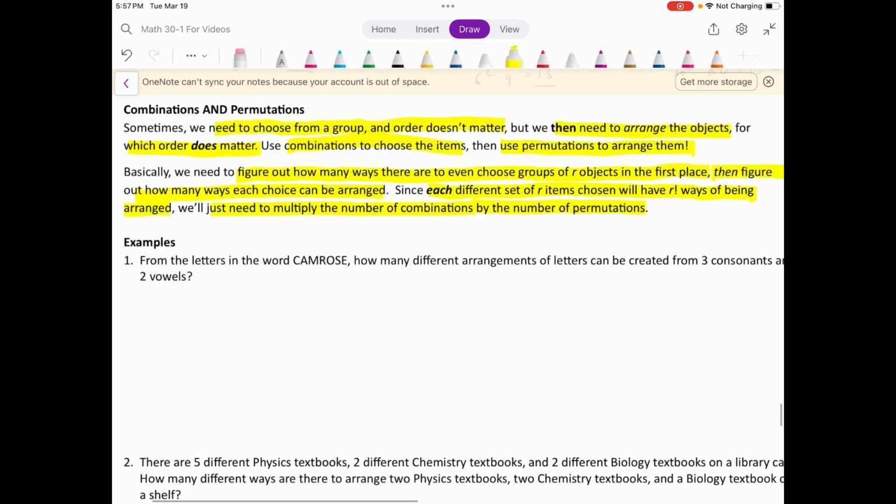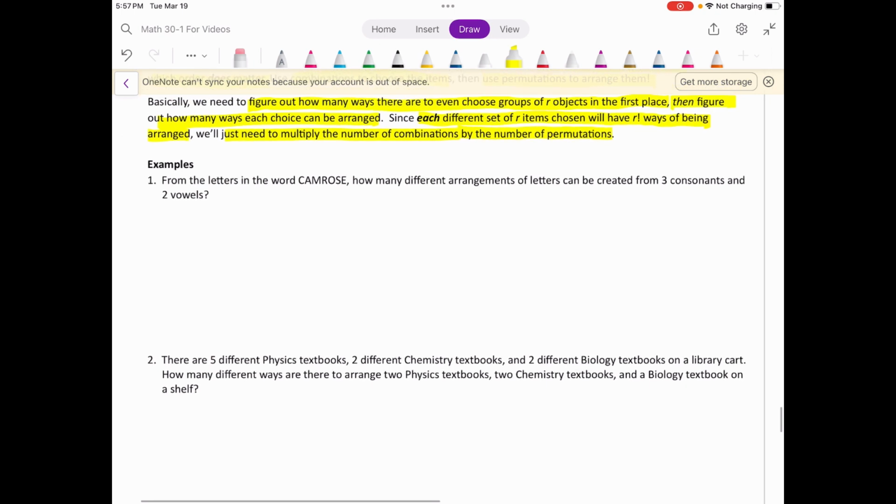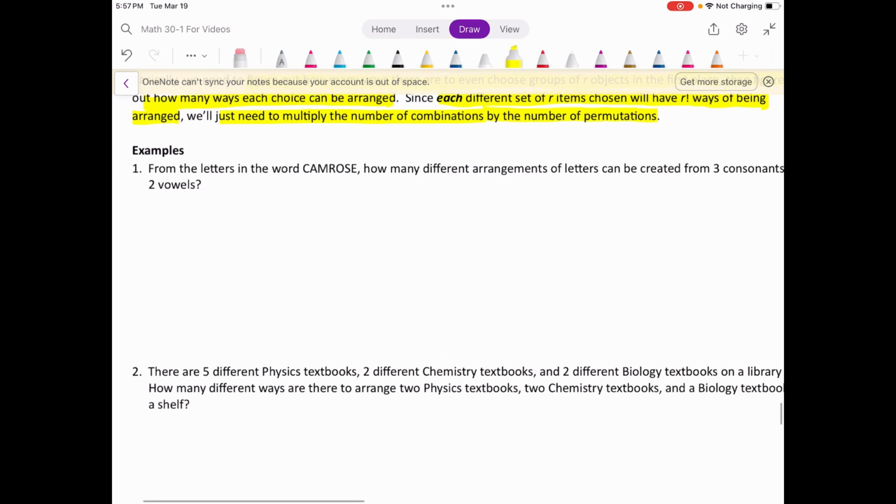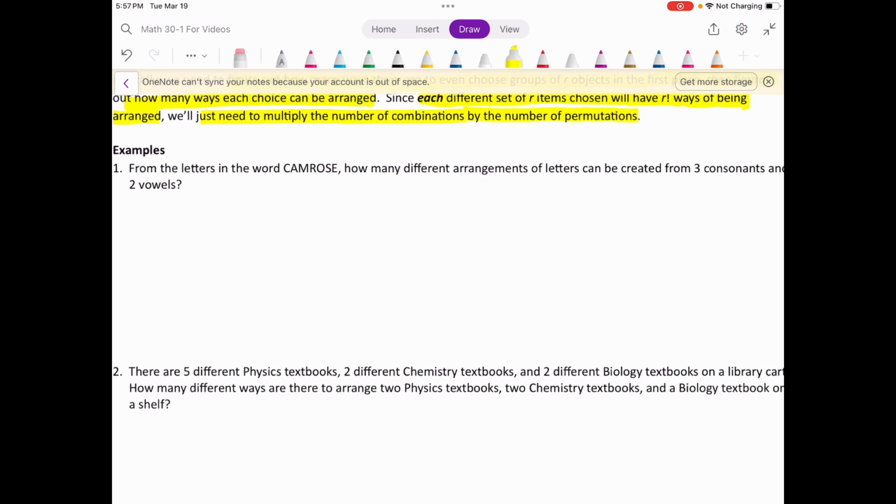So let's try this out. Let's see what it looks like. From the letters in the word Camrose, how many different arrangements of letters can be created from 3 consonants and 2 vowels? So do you see what I mean here, right? We have to figure out, okay, well, first of all, there's a lot of different ways we could choose 3 consonants and 2 vowels, right? Like we could go CMR, but we could also go CMS, or we could go MRS, right?